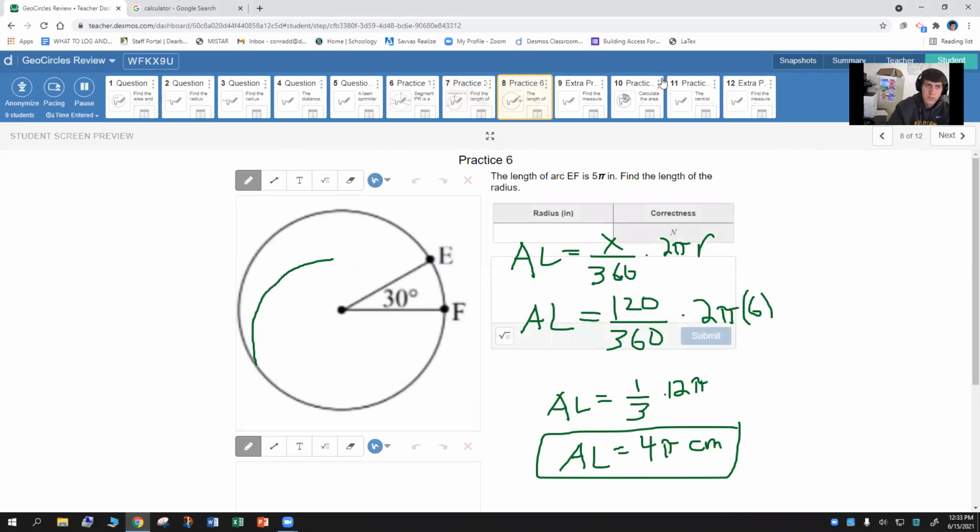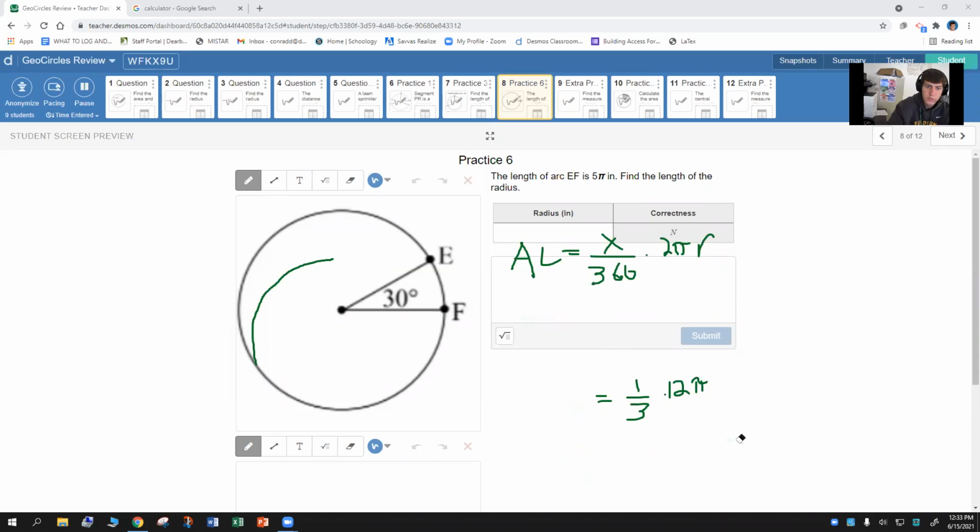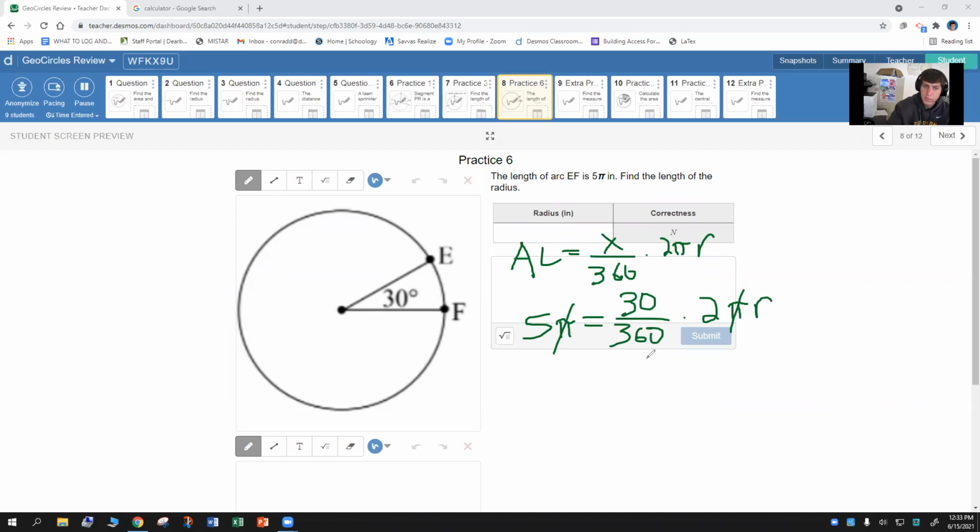All right, the next question, we're going to use the arc length formula again. This time we're going to look for the radius of our circle. The arc length is 5 pi, so we can substitute in 5 pi. We know the measure of the central angle for arc EF is 30, so the measure of arc EF is also 30. So 30 over 360 times 2 times pi, and r is what we're trying to solve for. So we can divide both sides by pi right away, cancel it off on both sides.